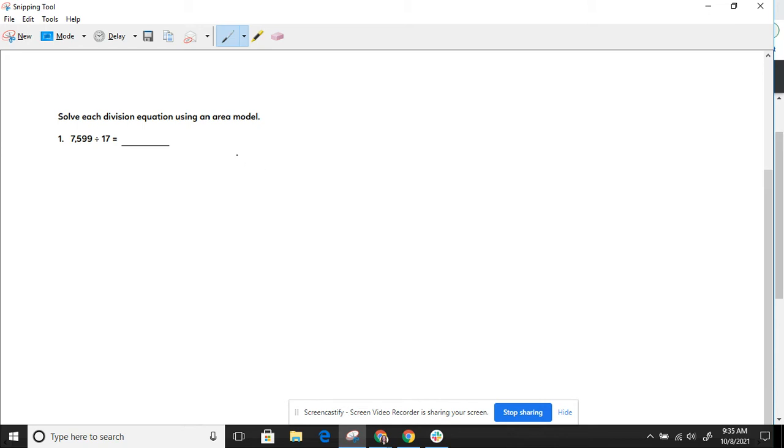All right, so now that you have scratch paper, the first thing we're going to do is we're going to set up our area model. In order to do that, we're going to start by drawing a rectangle.